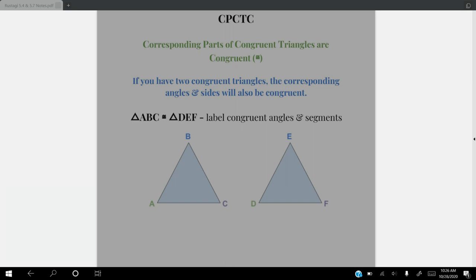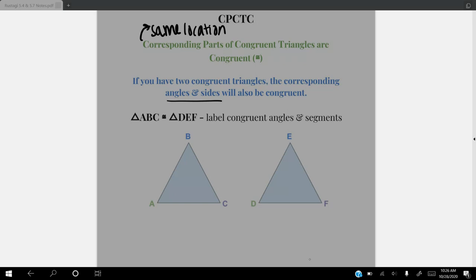So when we have congruent triangles, we have something that's called CPCTC, which means corresponding parts of congruent triangles are congruent. So if you remember, corresponding just means the same location. So we're talking about the same location in two different triangles. So if you have two congruent triangles, the corresponding angles and sides will both be congruent.